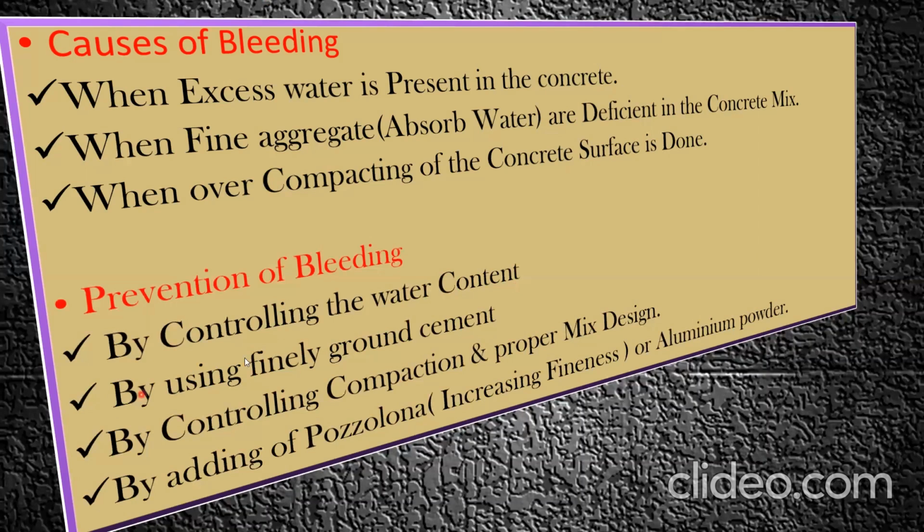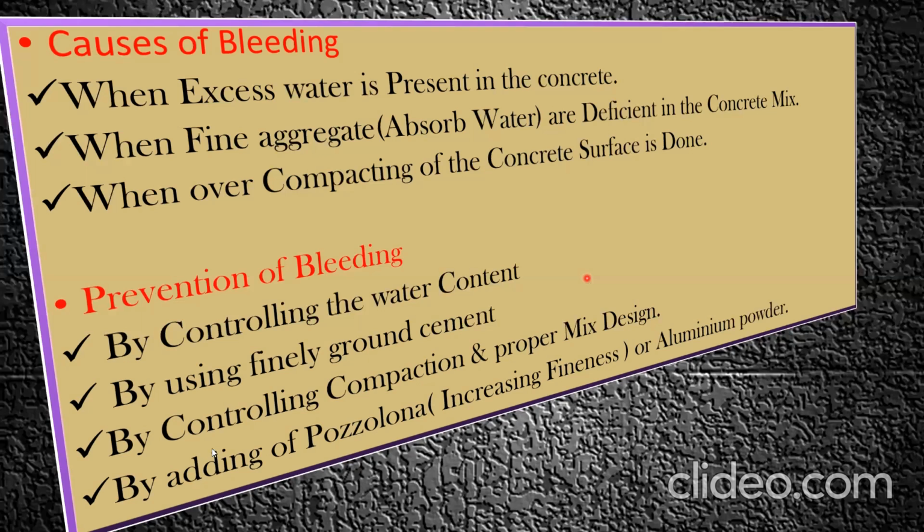The second is by using finely ground cement, again for the very same reason. If the cement is fine, then it has a capacity to absorb the water, right? That is the reason they have written it here. Next is controlling compaction and proper mix design. Here the cause was over compaction, and if you control that compaction, obviously your bleeding will come down. And by proper mix design, that is, putting a good amount of cement, fine aggregate and coarse aggregate, the entire mixture should be good. That is how we can prevent the bleeding.